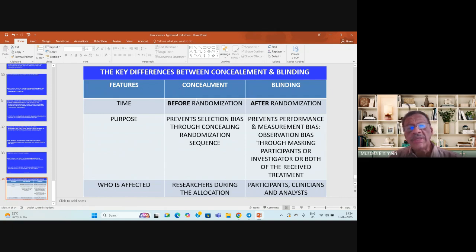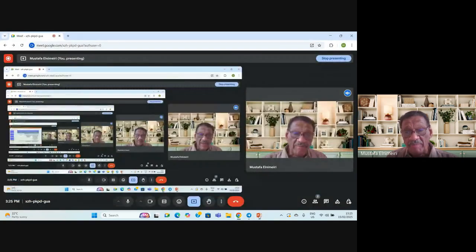Concealment usually occurs before random allocation, and blinding is after random allocation. The purpose of concealment is to prevent selection bias by concealing the randomization sequence. Blinding prevents performance and measurement bias, or what we call observation bias, by masking participants, investigators, or both from the received treatment. Who is affected? Usually with concealment, the researcher during the allocation is affected, while blinding usually affects the participant, clinician, and analyst, so that they become blind towards the treatment.